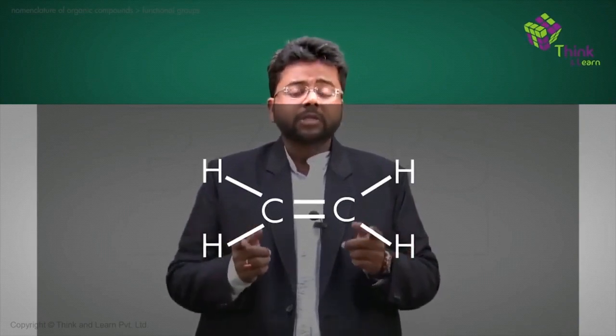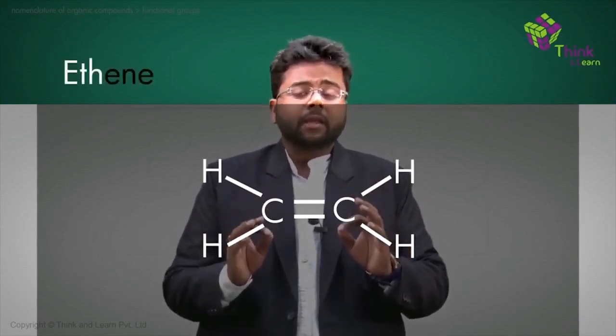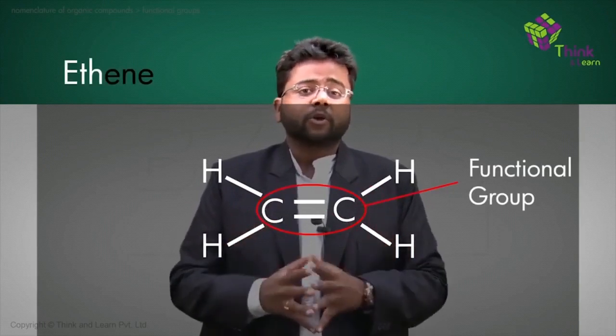So for example, the simplest functional group that we have is a carbon, double bond carbon, and this class of functional group is called alkenes. So if I talk about an example, the example is C, double bond C, and yes, it would have two hydrogens. So this is what is called ethene, and the double bond is a functional group over here.